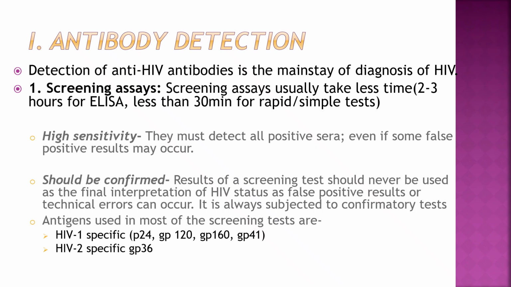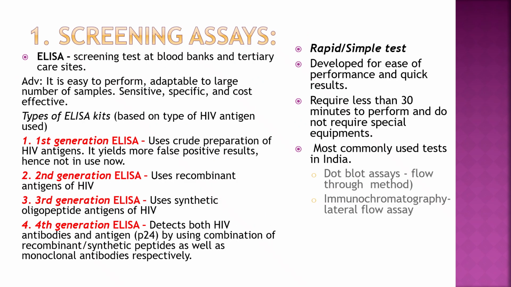Antigens used in most screening tests are HIV-1 specific, that is P24, GP120, GP160, GP41, and HIV-2 specific is GP36. ELISA is used as a screening test at blood banks and tertiary care sites. Advantages: it is easy to perform, adaptable to a large number of samples, sensitive, specific and cost effective.